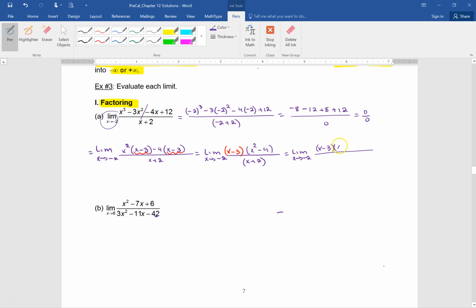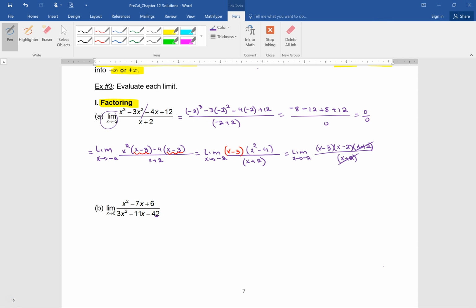x minus 3, x minus 2, x plus 2. When you least expect it, those factoring concepts are back, right? Here we go. x minus 2. So what happens now? These go away. Thank goodness. Because what was really giving us the problem? The denominator, right? And we made it go away.